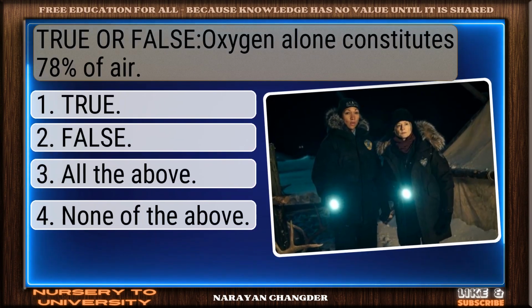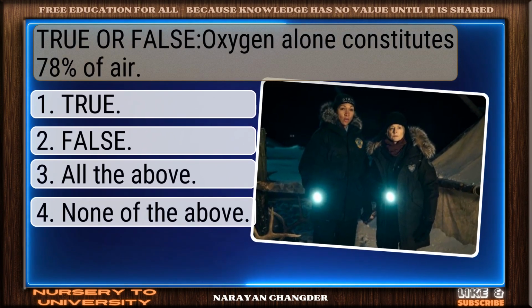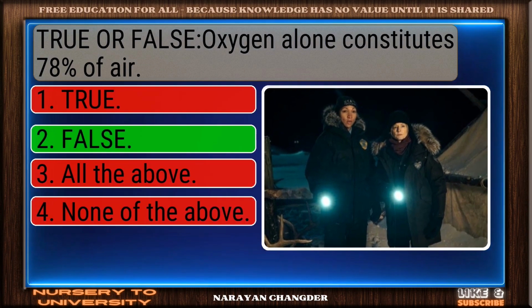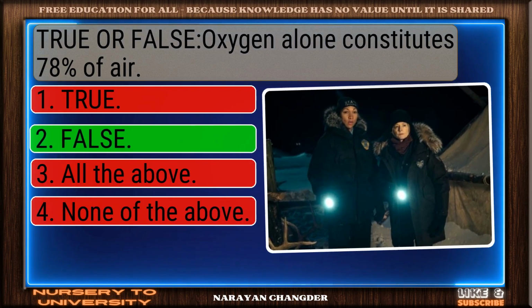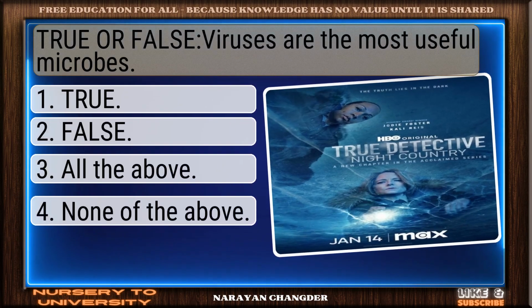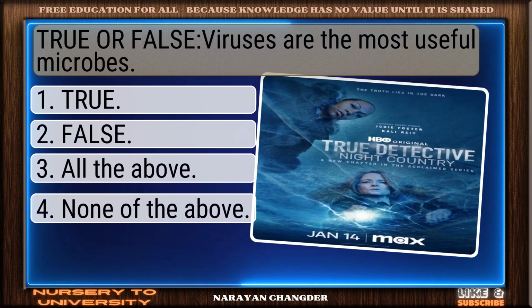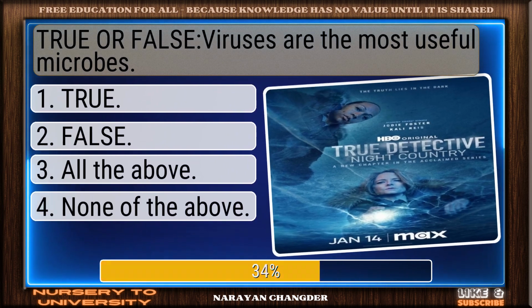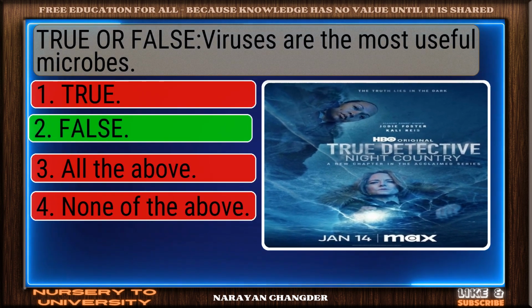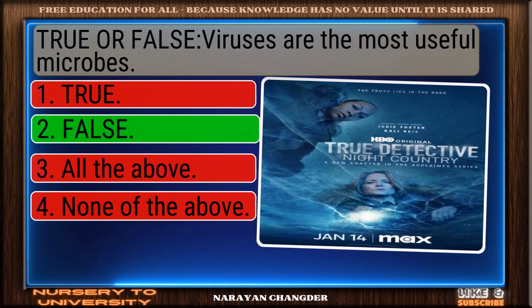True or false? Oxygen alone constitutes 78% of air. On track. False is the correct answer. True or false? Viruses are the most useful microbes. Well reasoned. False is the correct choice.